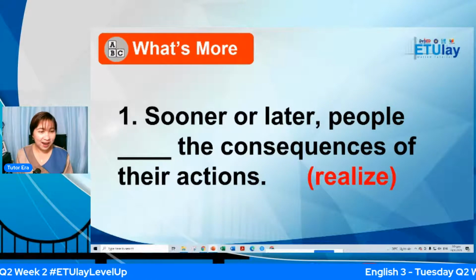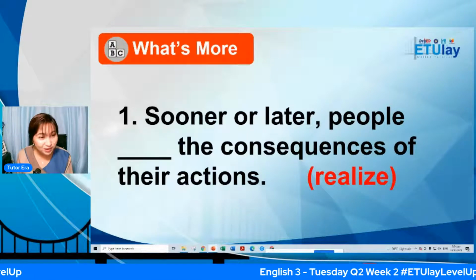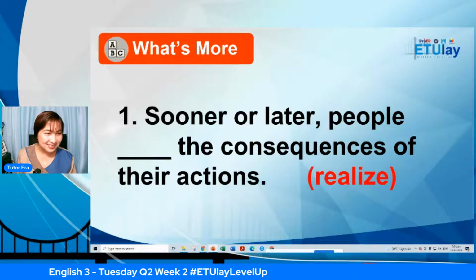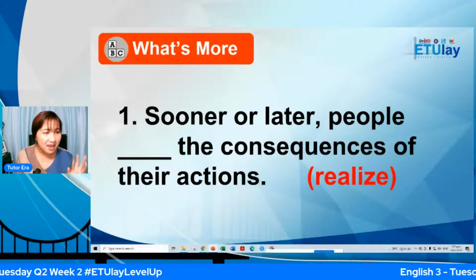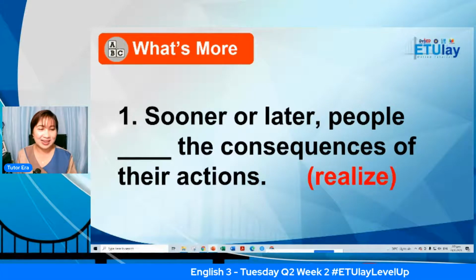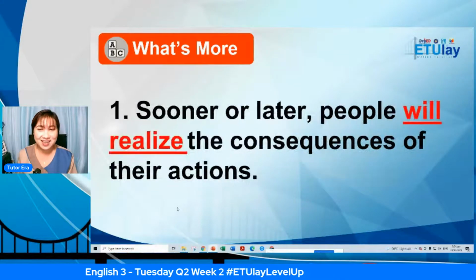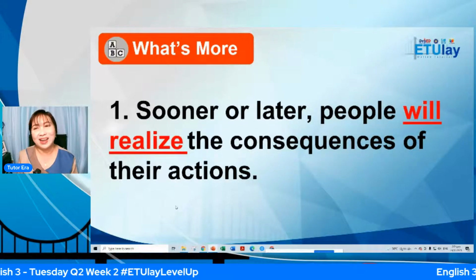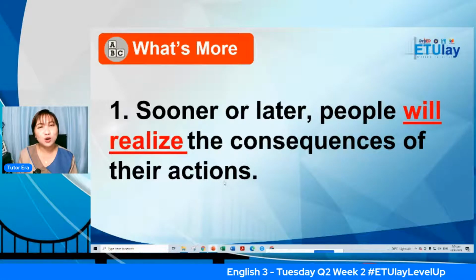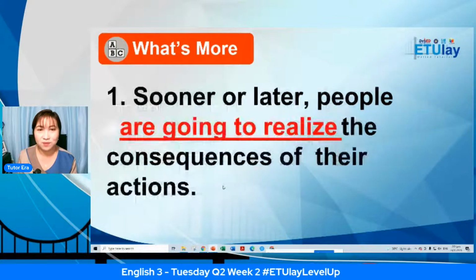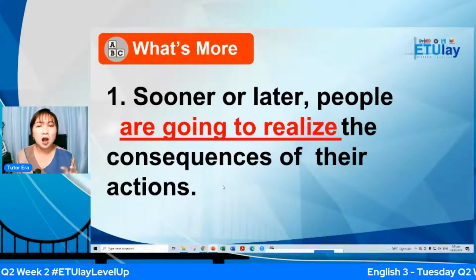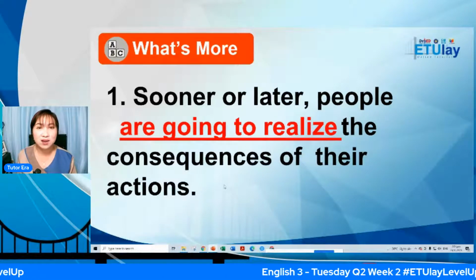Wow, Erich Bacana is very fast. Thank you, Ma'am Eleanor. So the answer for number one is, Gallagher will realize, Erich will realize, Fatima will realize. Check the spelling. Will realize. Let us reveal the answer. Sooner or later, people will realize the consequences of their action. There's another way to show the future tense of the verb. You can also say, sooner or later, people are going to realize the consequences of their actions.